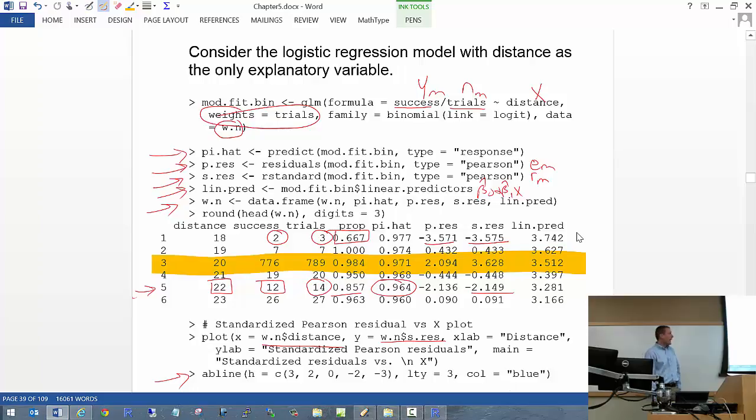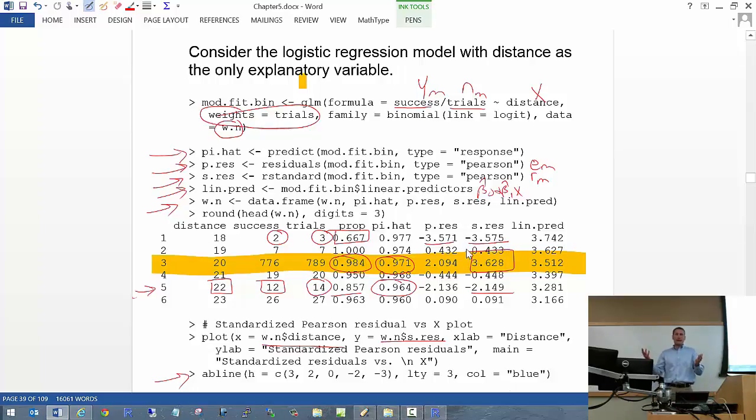So, I have 789 trials, 776 successes. Remember why we have so many there? It's because of all the PATs. So, I observe a probability of success of 98.4%. My model estimates it to be 97.1%. And we can see my standardized residual is 3.628.